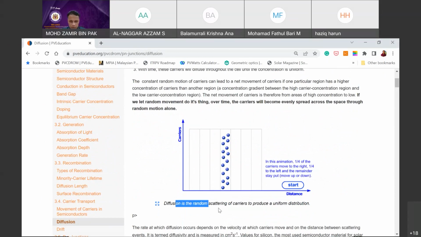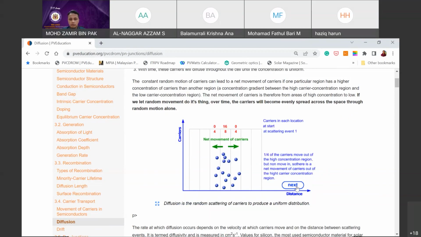So let's have a look at this animation first. Diffusion is the random scattering of carriers to produce a uniform distribution, or rather random movement of carriers. Along the movement, you may have scattering as well, right? In this animation, a quarter of the carriers move to the right, a quarter to the left, and the remainder stay put. So let's just see from here.